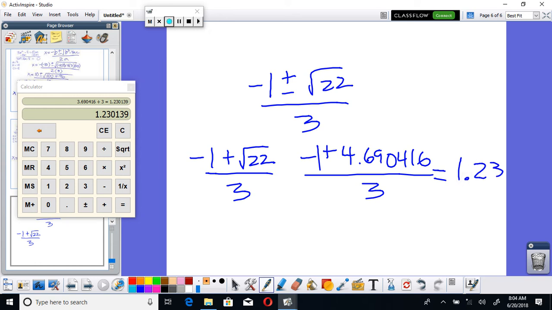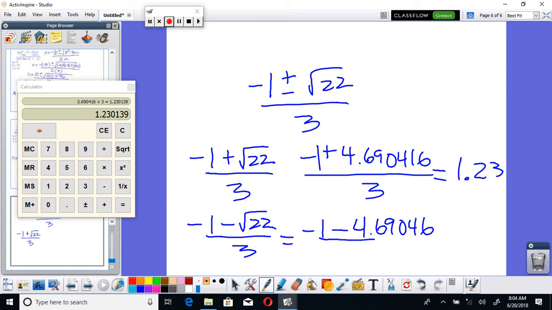Okay, and then you have to do it again for the other possible solution. Negative 1 minus radical 22 over 3. Okay, so let's see. What was it again? Square root of 22. Okay, these are the actual solutions that you would be looking for. Negative 1.90, rounded to the hundredths place.